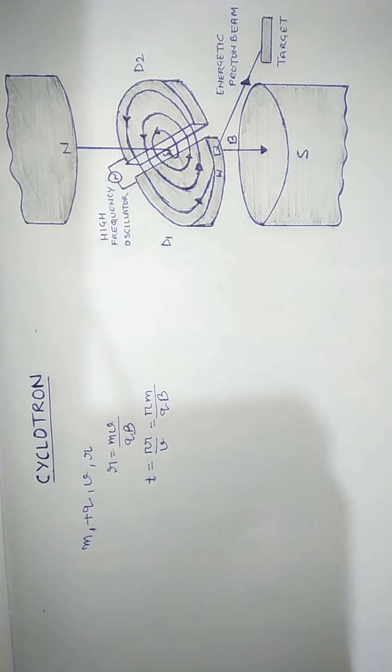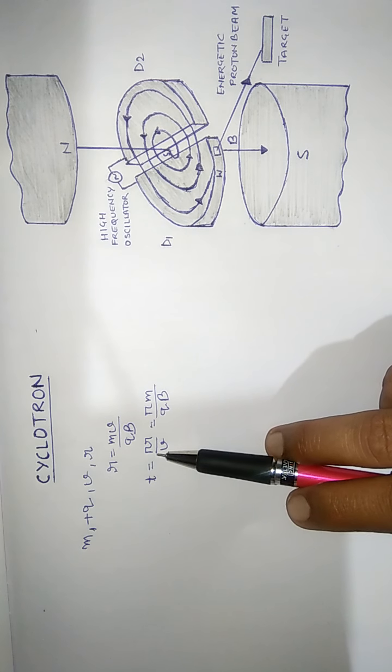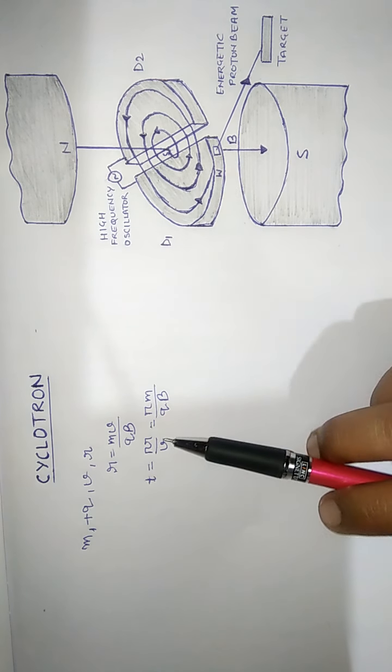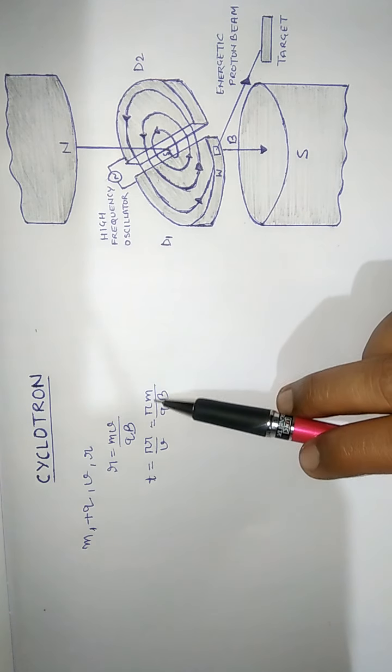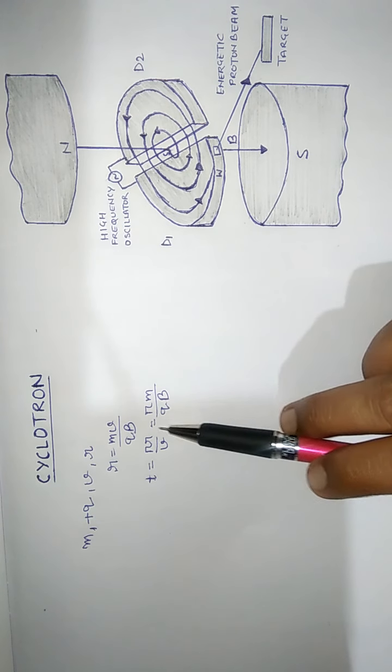From this equation, we can say that the time of passage of the ion through the D is independent of the speed of the ion and of the radius of the circle. It depends only on the magnetic field and the charge to mass ratio.